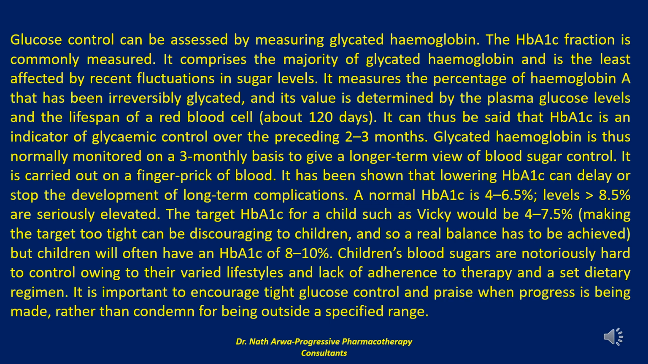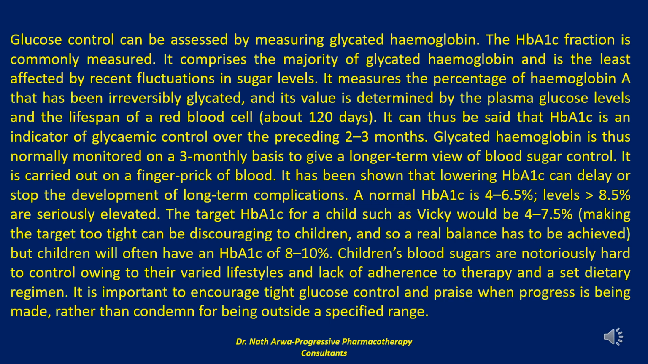Glycated hemoglobin is thus normally monitored on a 3-monthly basis to give a longer-term view of blood sugar control. It is carried out on a finger prick of blood. It has been shown that lowering HbA1c can delay or stop the development of long-term complications. A normal HbA1c is 4 to 6.5%. Levels greater than 8.5% are seriously elevated.